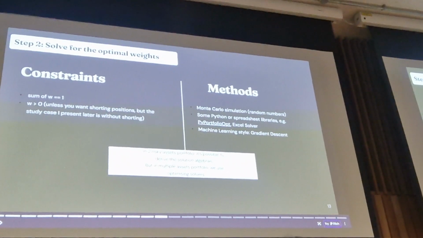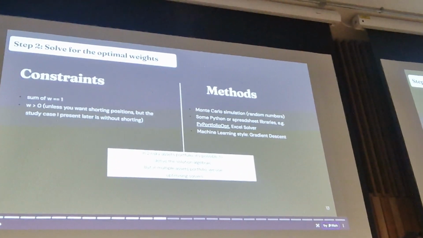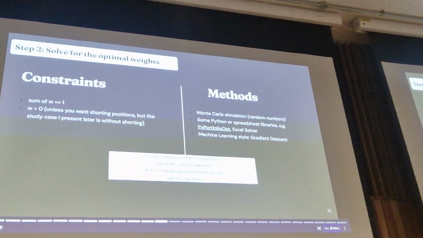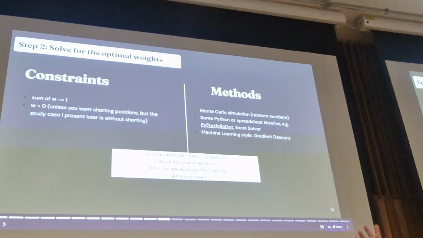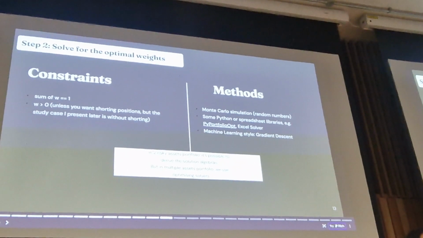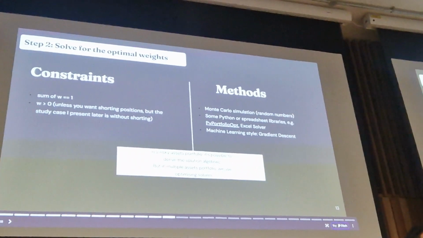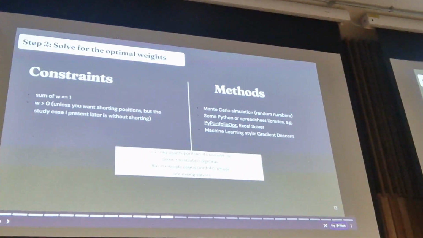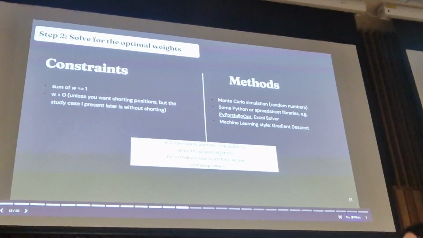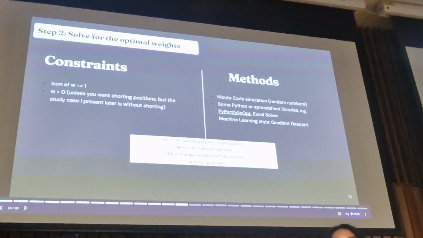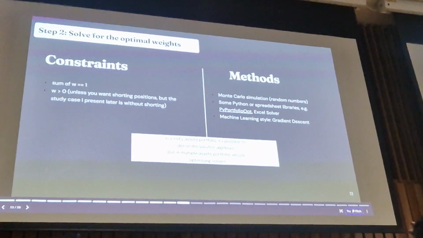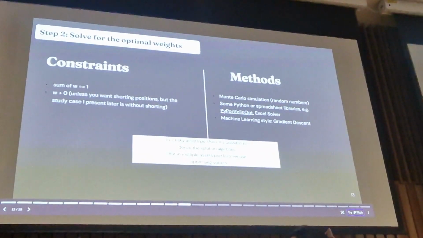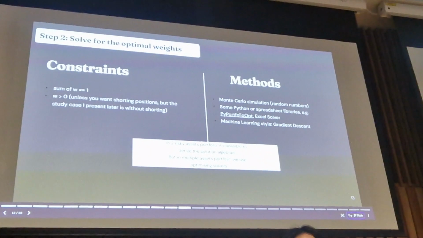Yeah, the methods for finding the optimum weight can be done in several ways. Monte Carlo is the random number simulation. Basically, you run the simulation throughout. What I did was like 10,000 iterations, maybe more. The other one is a spreadsheet or Python library that has an optimization solver as well. Or, like I mentioned, machine learning gradient descent style.